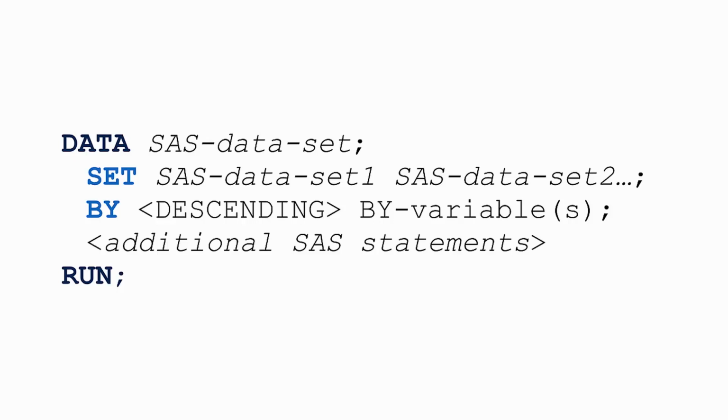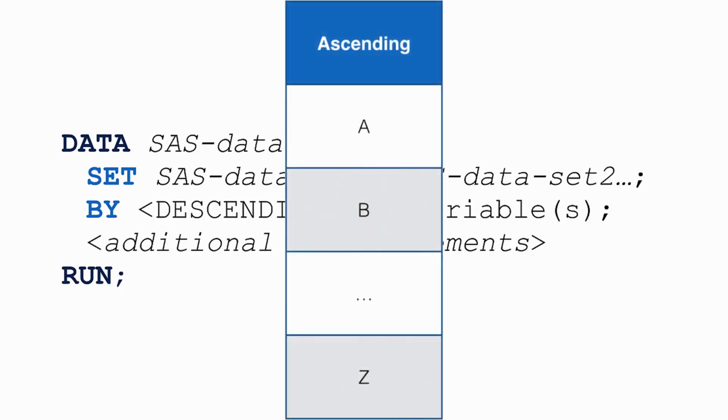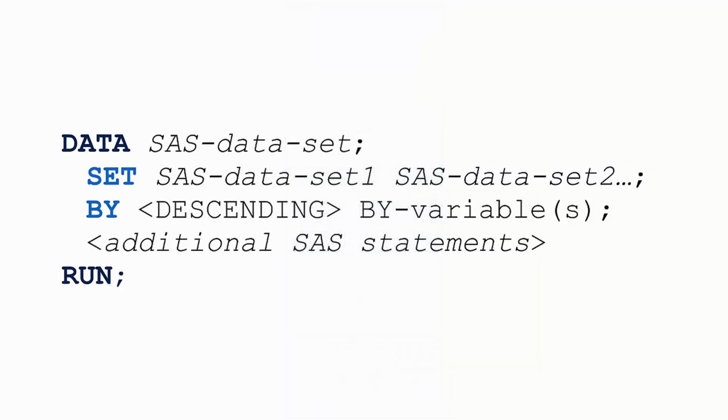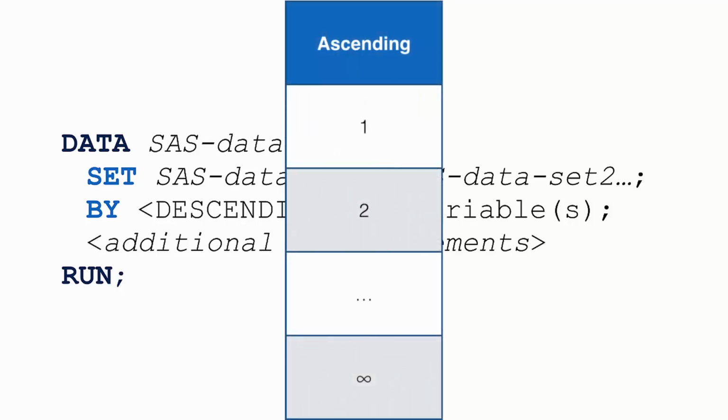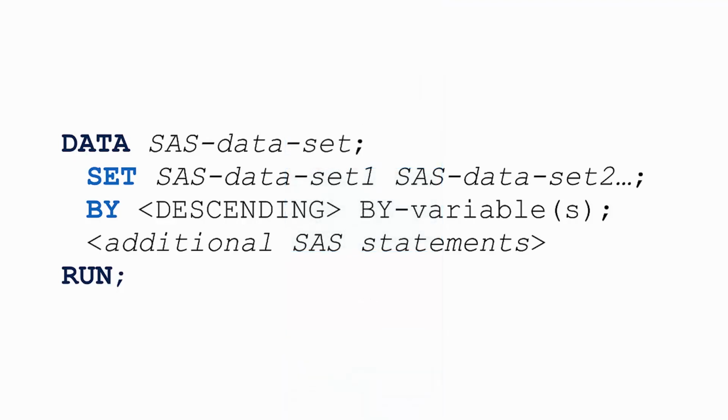Also notice the descending option in the by statement. By default, SAS arranges observations in the output dataset by ascending order of the by variables. When a character variable is sorted in ascending order, A is at the top of the dataset and Z is at the bottom of the dataset. When a numeric variable is sorted in ascending order, low numbers are at the top of the dataset and high numbers are at the bottom. If you prefer for SAS to sort your by variable in descending order, you add the descending option.